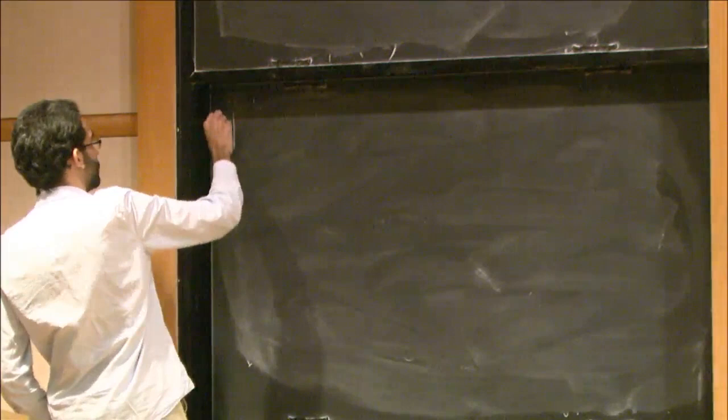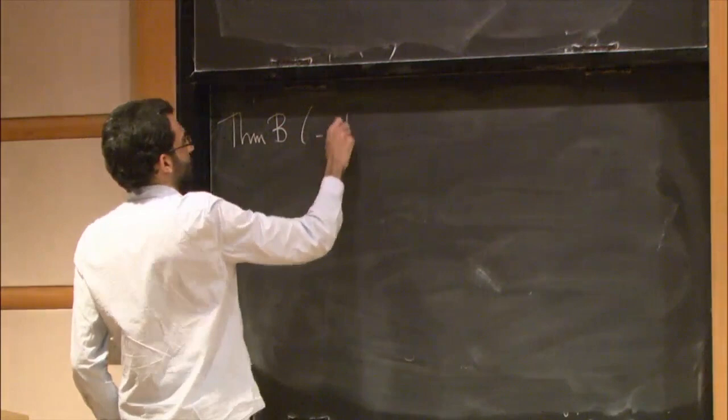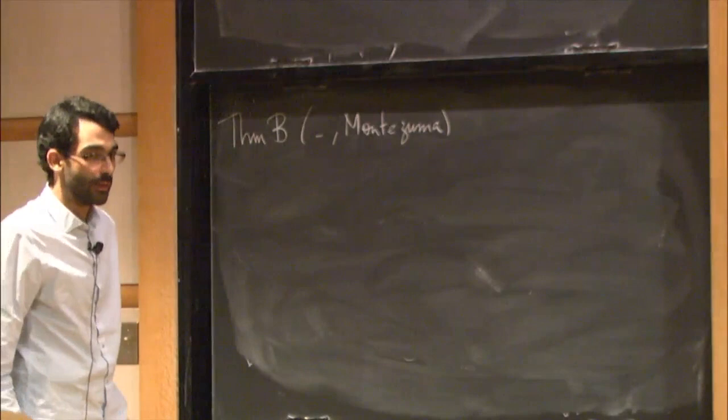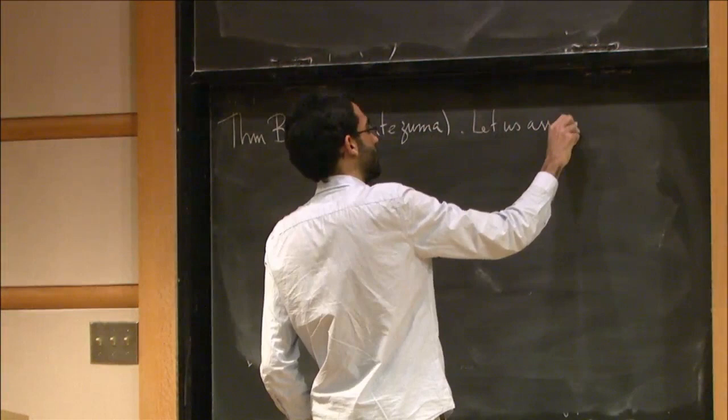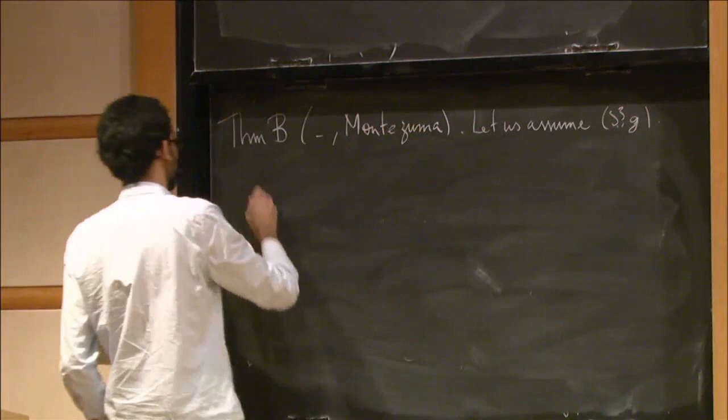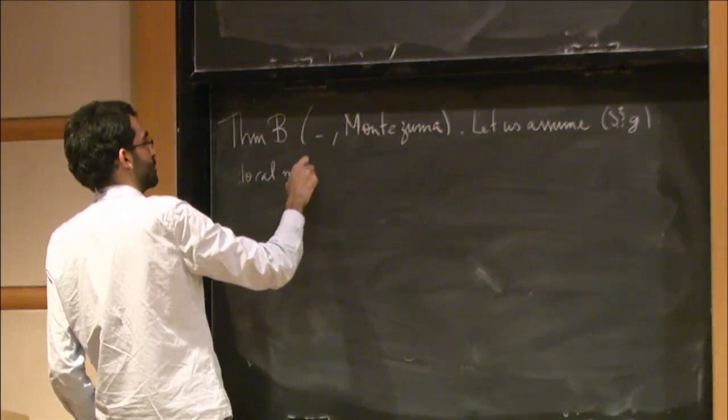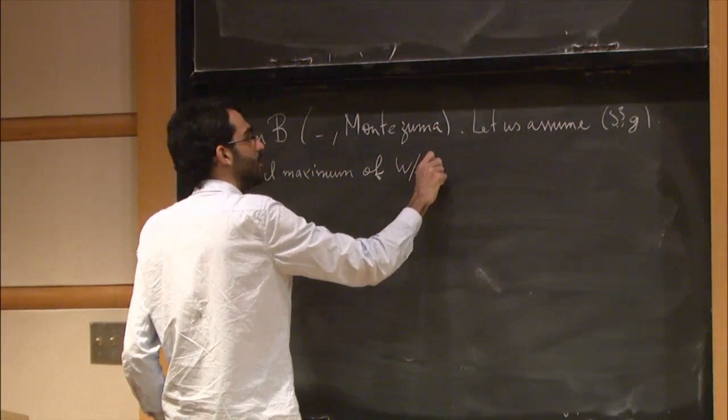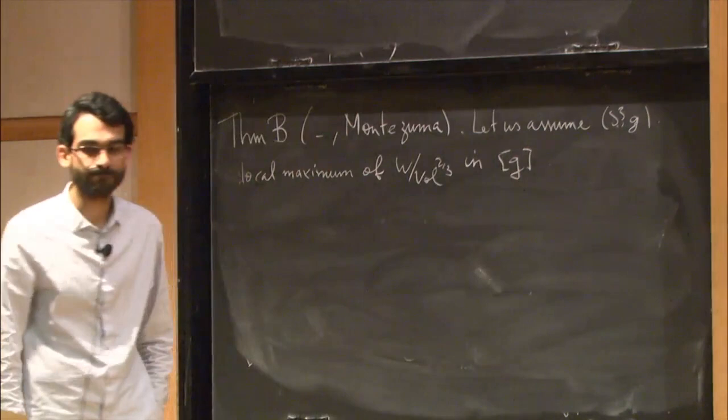And this is theorem B. It's a conditional theorem. Let's assume that this metric is a local maximum of the normalized width in its conformal class. So what's the Euler-Lagrange equation for that?